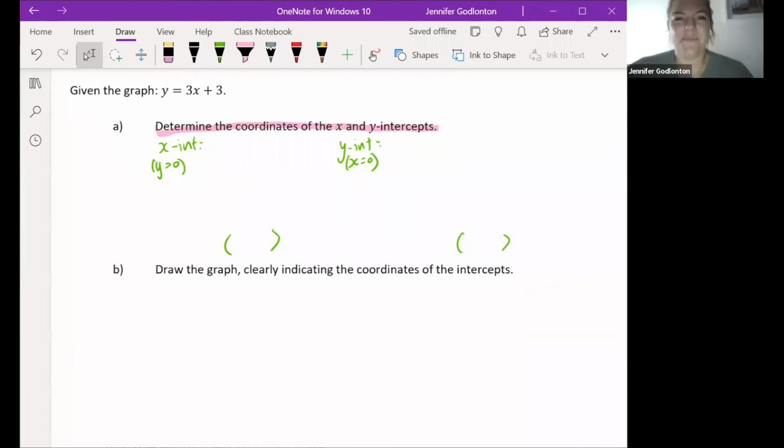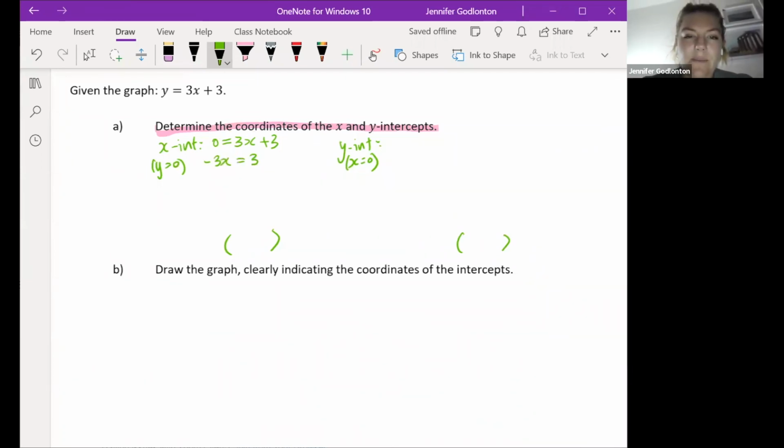Okay, babe. So first we're gonna look for the x-intercept. It makes y 0. So we're gonna say 0 equals 3x plus 3. Beautiful. And then we're gonna put the 3x on the other side and make it negative 3x equals 3. Then we're gonna divide both by negative 3. And then x equals negative 1. So what are my coordinates? They will be negative 1 and 0.